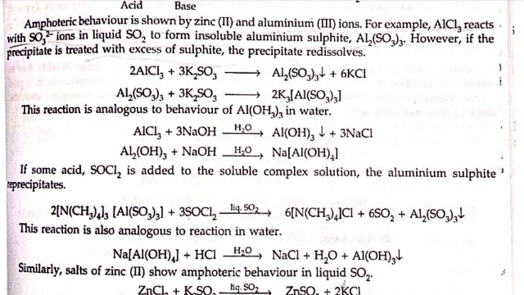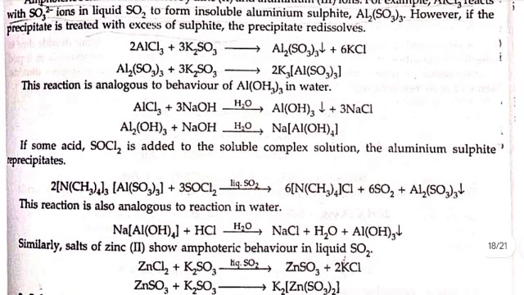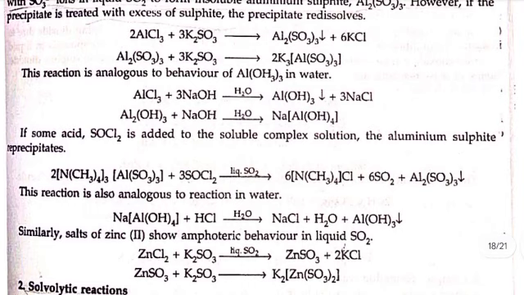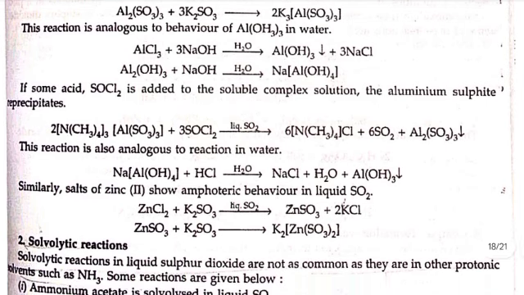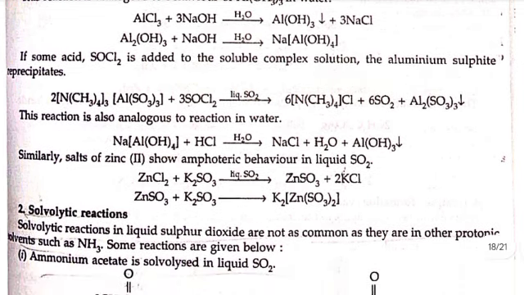For example, AlCl3 reacts with SO3 2- ions in liquid SO2 to form insoluble aluminium sulfite, Al2(SO3)3. However, if the precipitate is treated with excess of sulfite, the precipitate redissolves. This reaction is analogous to the behavior of Al(OH)3 in water. If some acid SOCl2 is added to the soluble complex solution, the aluminium sulfite reprecipitates. This reaction is also analogous to reactions in water.